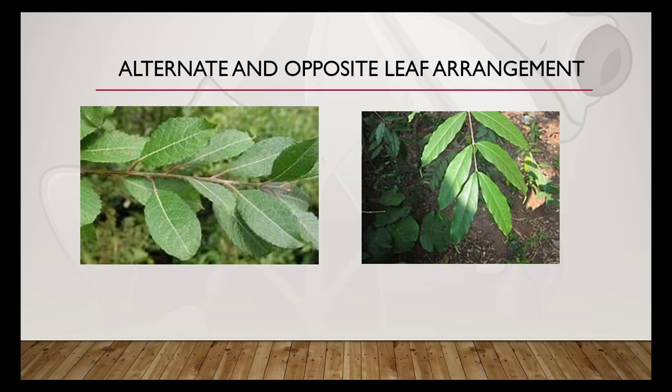Our first definition is alternate, which is a term we use when we're talking about flower placement on the stem and leaf arrangement on the stem. Alternate arrangement means that the flowers or leaves are not across from each other on the stem. They're staggered, like in the picture. Opposite leaf arrangement is when the leaves are across from each other.